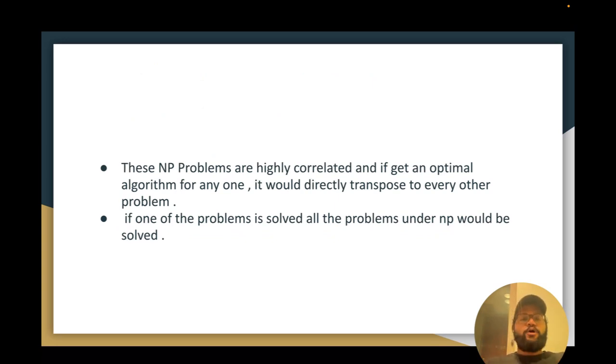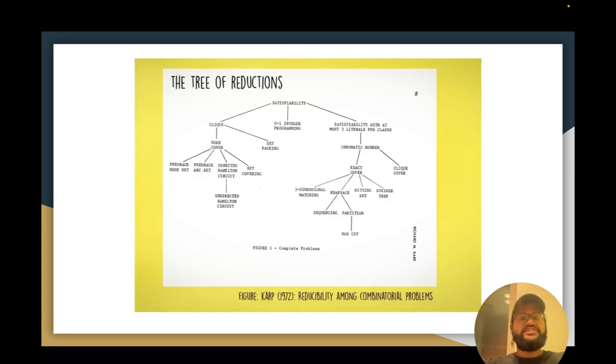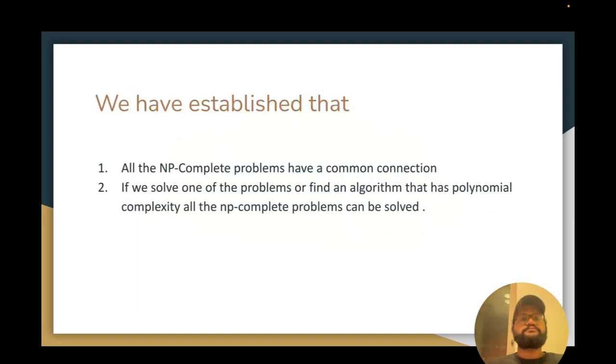So if you could solve one problem, you could transpose it and solve the other problems as well. And this is where it gets interesting. If any of the NP problems is solved, every other problem in that set eventually gets solved. Now, this is a tree of reductions from a paper published in 1972 by Karl Karp. You can see how he reduced every other known NP problem to the same problem. So if you follow the route, it all traces back to one complete problem.